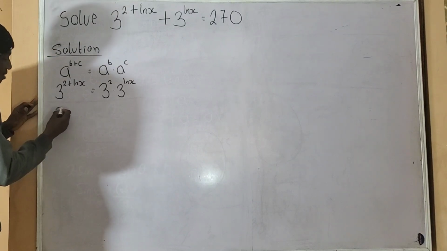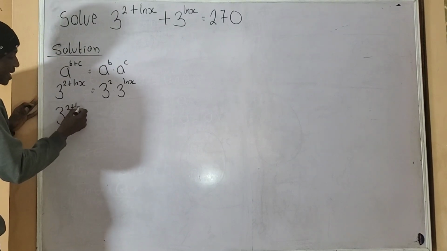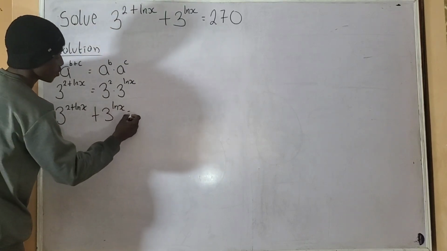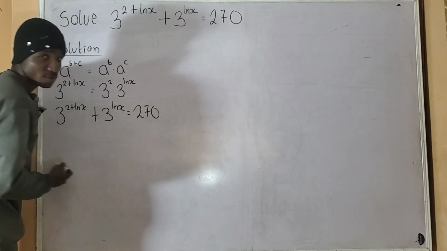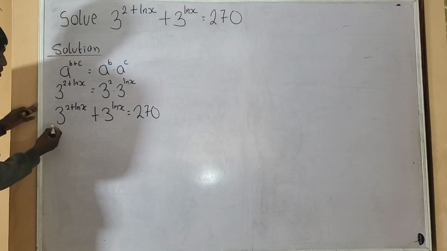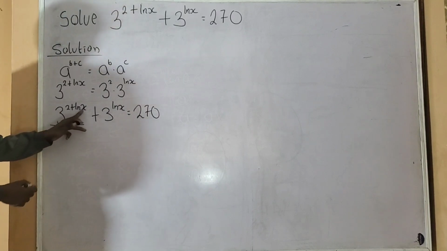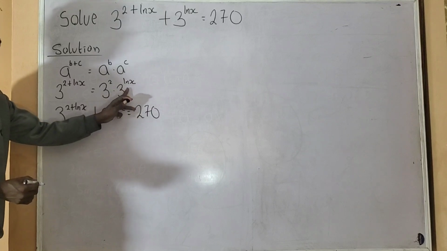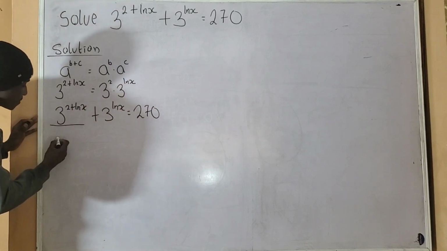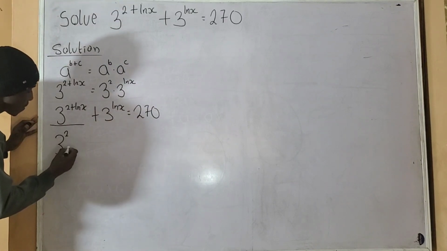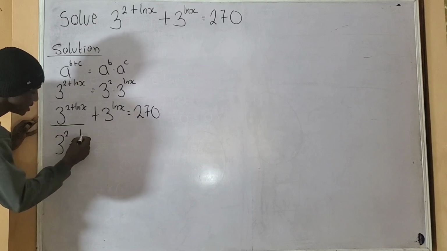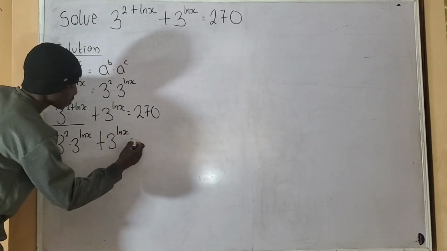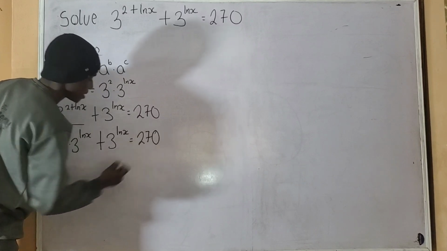I'm going to have 3 raised to the power of 2 plus ln x plus 3 raised to the power of ln x equals 270. Are you following? Now replace 3 raised to the power of 2 plus ln x with 3 raised to the power of 2 multiplied by 3 raised to the power of ln x. I'm going to have 3 raised to the power of 2 multiplied by 3 raised to the power of ln x plus 3 raised to the power of ln x equals 270, right?